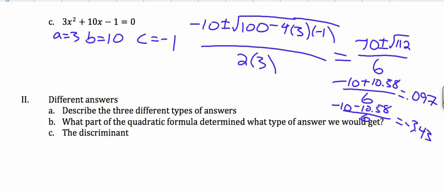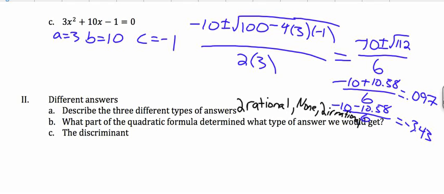Okay, so we actually got, I guess you'd call them, 2 nice answers. Those were what we call rational answers. That's what we got for the first one. For the second one, we got no answer at all. For the third one, we actually got 2 irrational answers. Irrational numbers are those crazy, wacky decimals that come from numbers that you can't take the square root of most often.